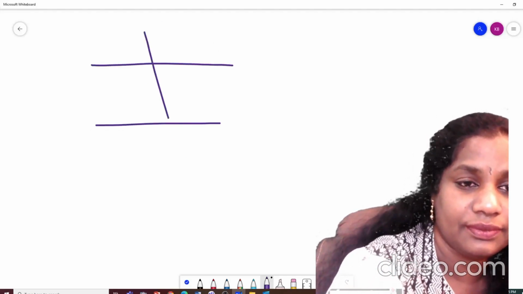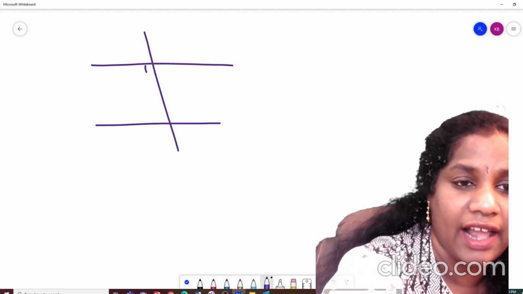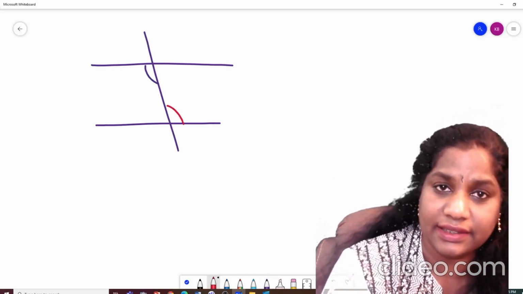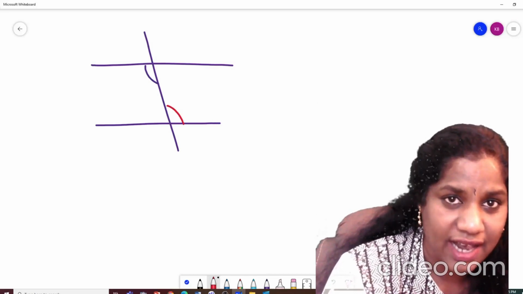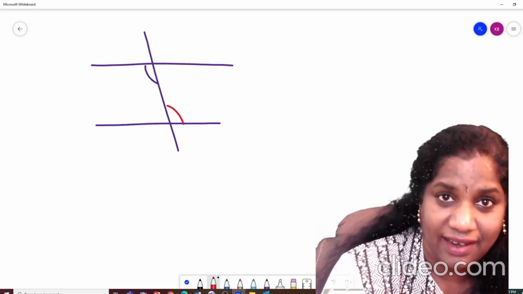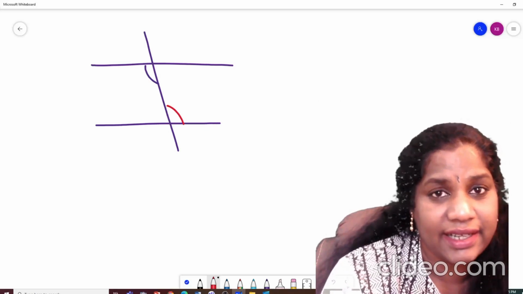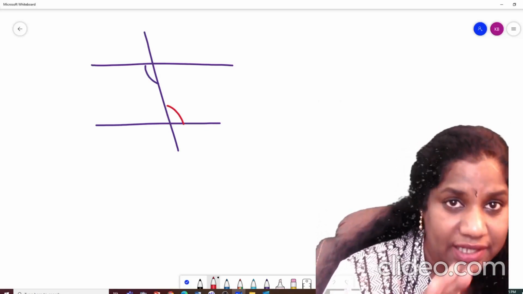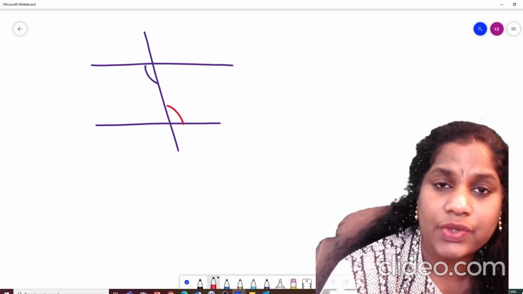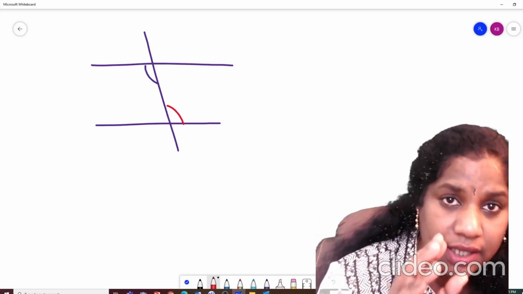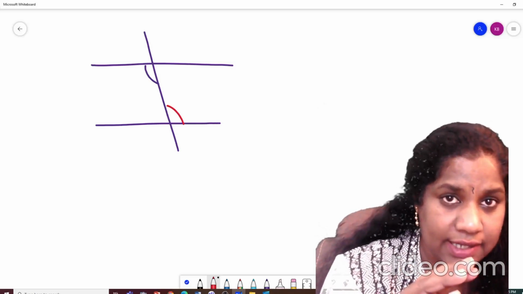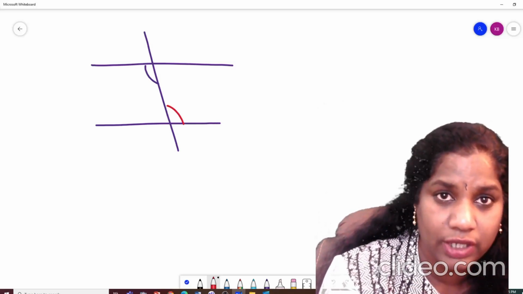Now you again look at it. If I have an angle here and I have an angle here, what kind of angles are these? These are alternate interior angles. Kids get very confused with this. So let me clarify. When you say alternate interior angles, what do you understand? It's part of interior angles, so it has to be those 4 only.